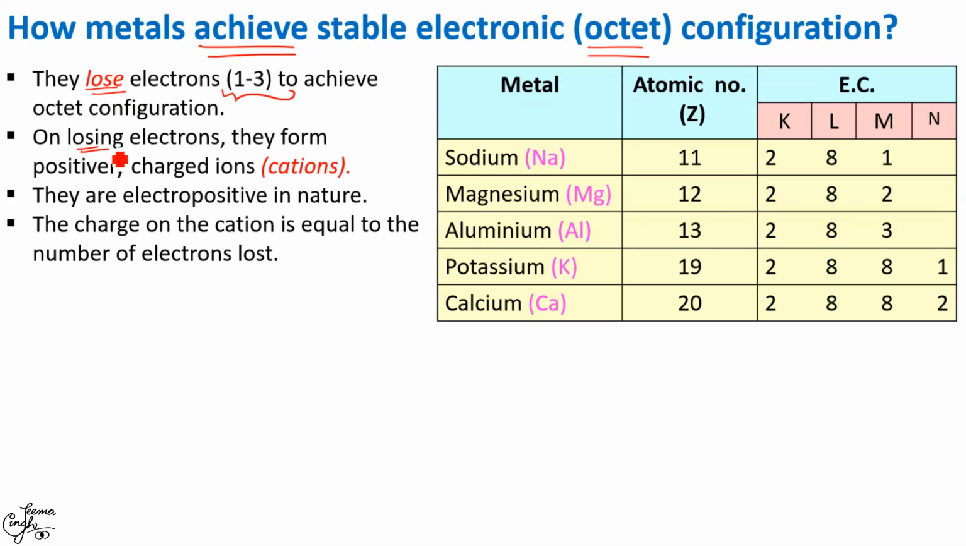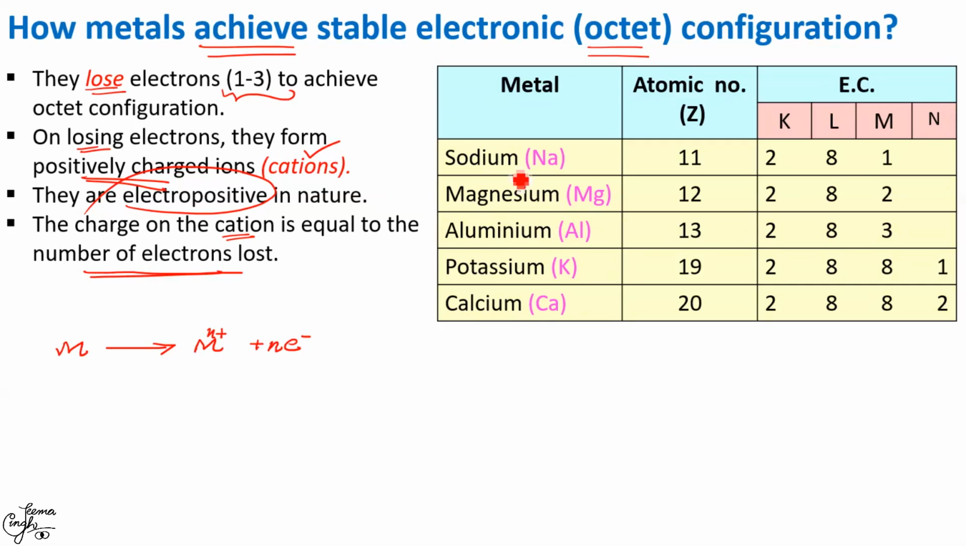Once they lose electrons, they become positively charged ions, which are also called cations. Thus we say metals are electropositive in nature. Remember that the charge on the cation is equal to the number of electrons lost by the metal. Let me explain this with an example. Let us say metals in general be denoted as M. Now metals have a tendency to lose electrons and convert into positively charged ions. If the number of electrons they lose is equal to n, the charge on this metal will be n positive.